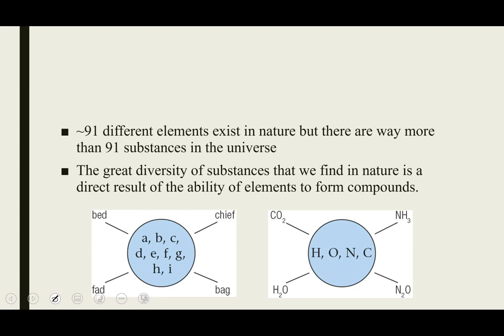But there are way more than 91 substances in the universe. And this is because these elements can combine to form different compounds. So just like how our 26 letters of the alphabet can combine to form millions and millions of words, the 91 elements can combine to form millions, billions of compounds.